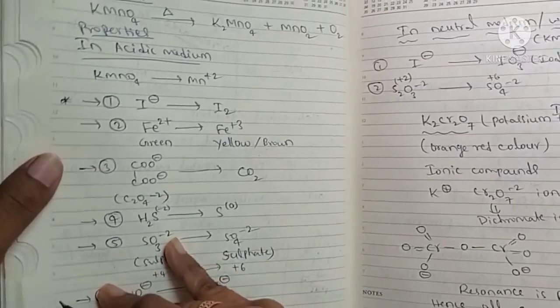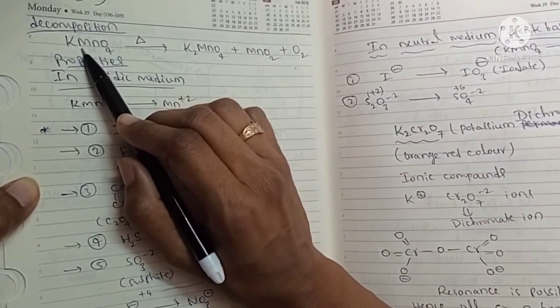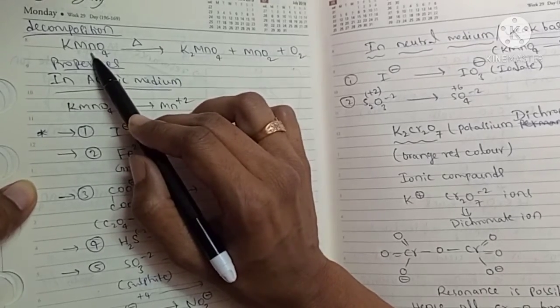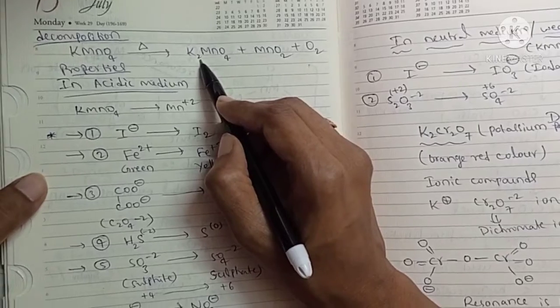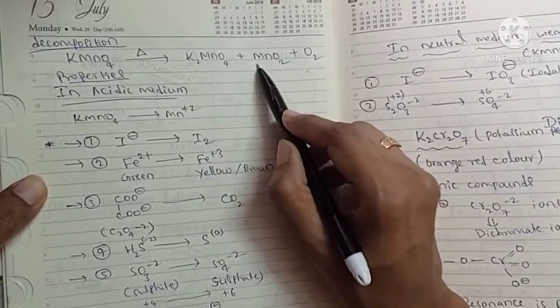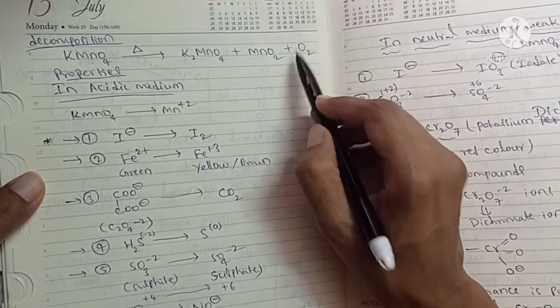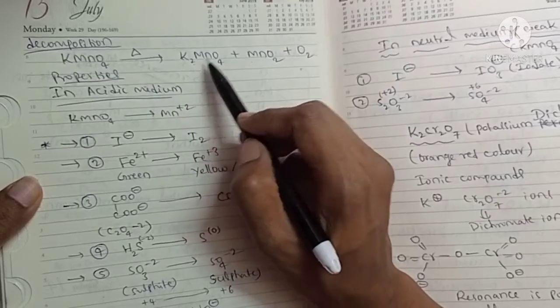Let us see some chemical reactions. This is the decomposition reaction of KMnO4. When it is heated, KMnO4 changes into K2MnO4, manganate, and then manganese dioxide. Oxygen is the byproduct. So this is the decomposition reaction.